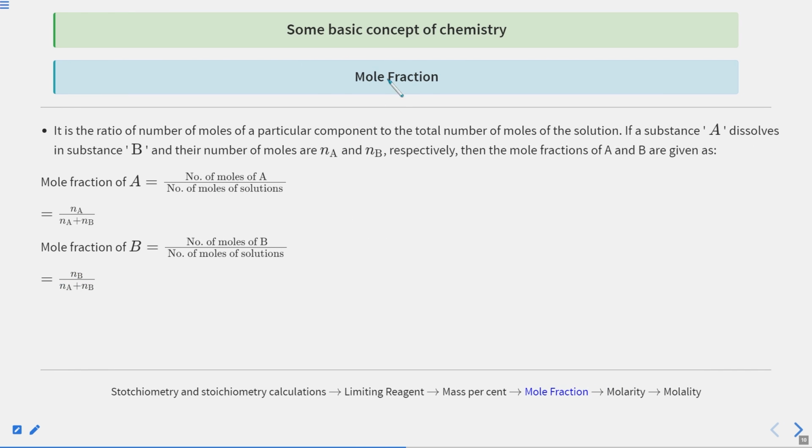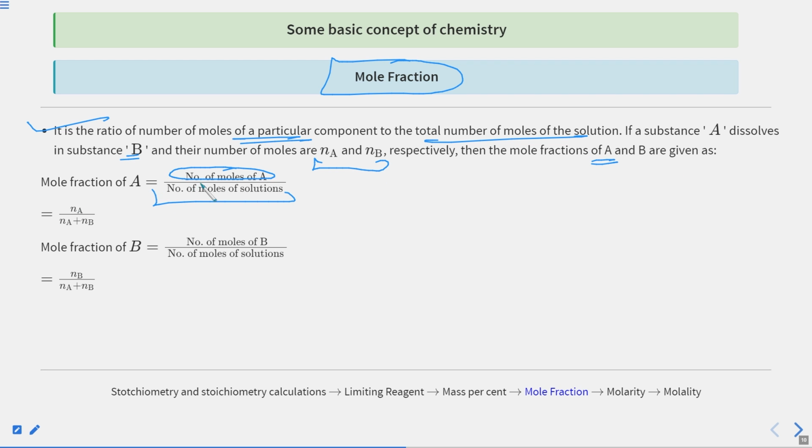The next is mole fraction. We have calculated mole fraction as well. It is the ratio of the number of moles of a particular component, number of moles of A, divided by the total number of moles of the solution, or the total number of moles of all components. If substance A dissolves in substance B, it means substance A is solute and B is solvent. The number of moles are Na and Nb respectively. The mole fraction of A and B.